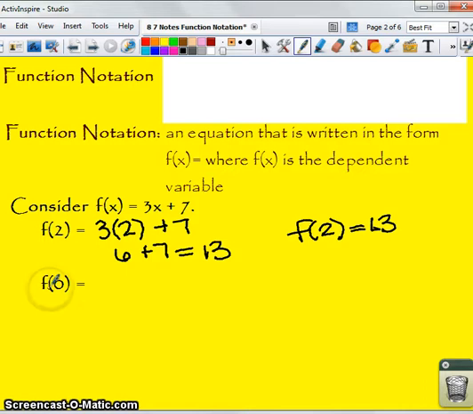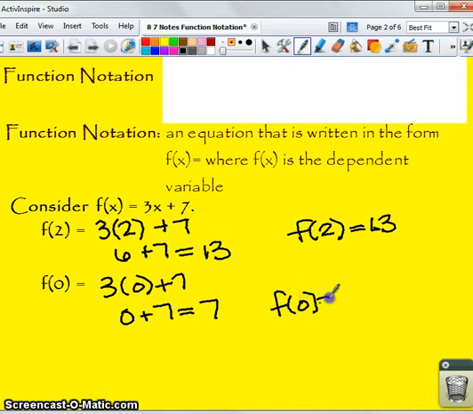Right here they want us to find f of 0. We're going to do the same thing with the 0 as we did with the 2, and we're going to plug it in for every x we see in this equation right here. So we're going to have 3 times 0 plus 7. This is the same thing as 0 plus 7, because 3 times 0 is 0, and we still have 7. And 0 plus 7 is 7. So f of 0 is equal to 7.